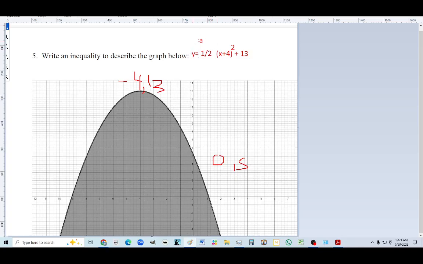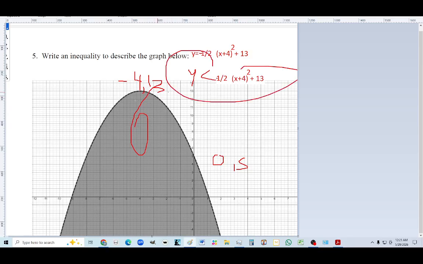Replacing a with the negative half, which makes sense because this is a downward facing parabola. So it should have a negative number up here. Since this is drawn underneath it, but not including it, its y is smaller than this parabola that we've just figured out the formula to. So that's the inequality being shown here.